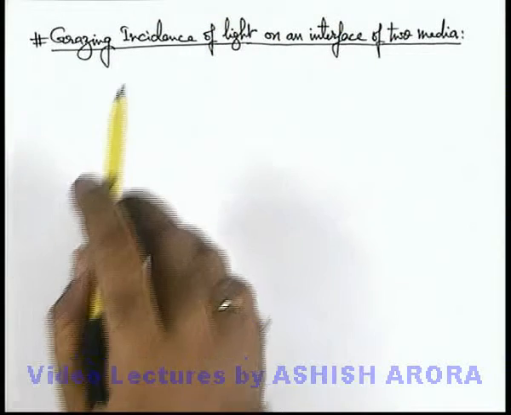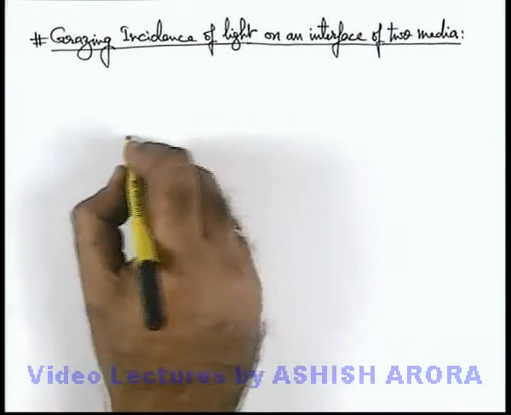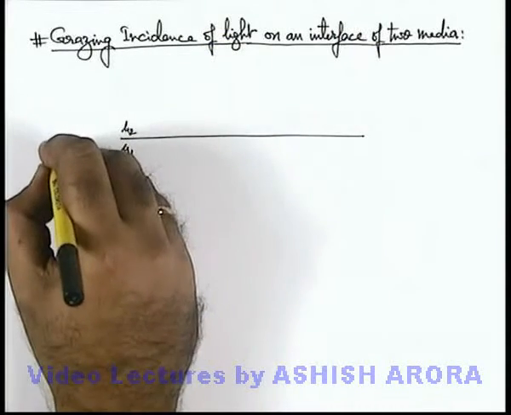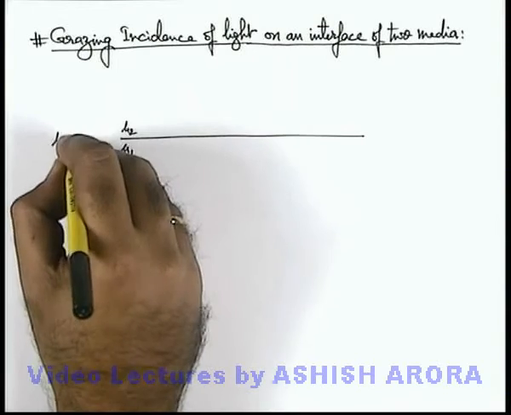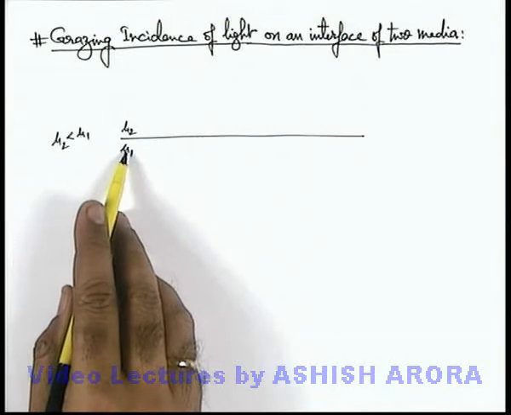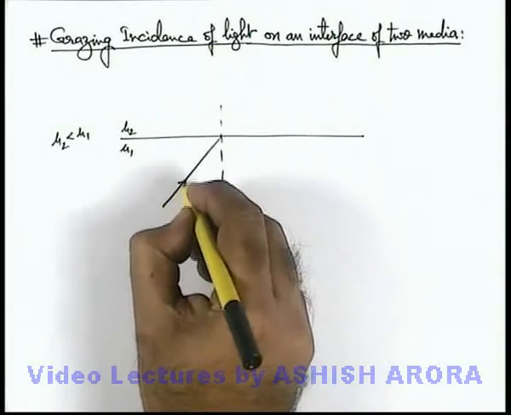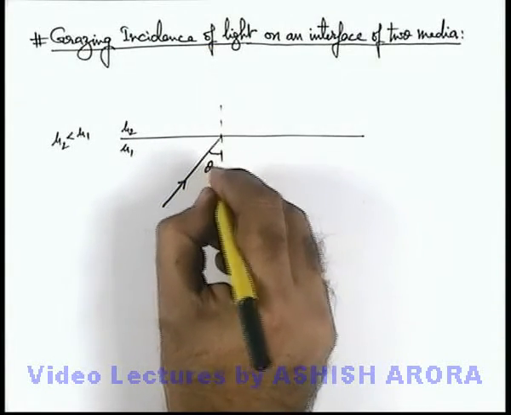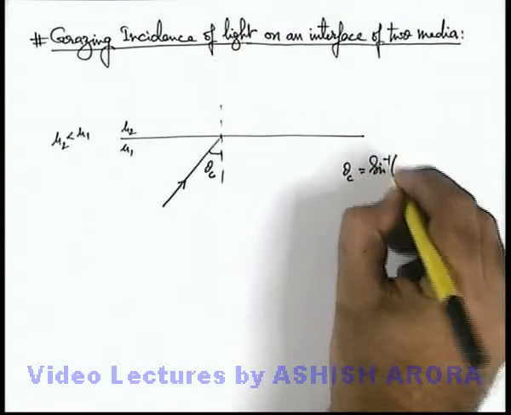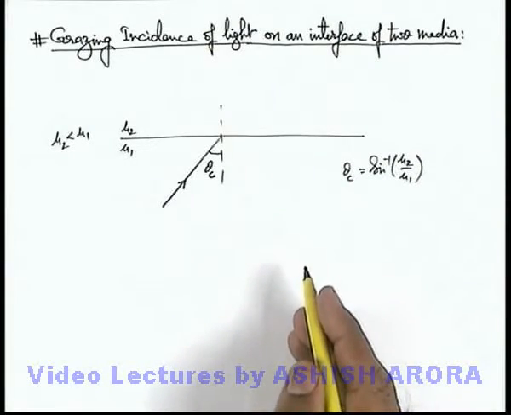Let us now study about grazing incidence of light on an interface of two media. We already discussed that if there are two media, mu2 and mu1, and if mu2 is less than mu1, then the value of mu1 is high, so this is a denser medium. If light from the denser medium is incident onto the interface at the critical angle, where the value of the critical angle is given as sine inverse of mu2 by mu1, which we can calculate. We already calculated this by using Snell's law.